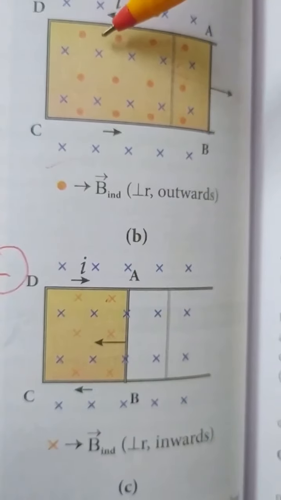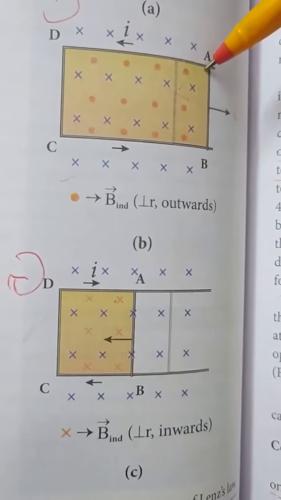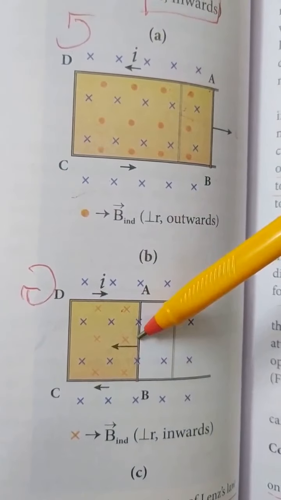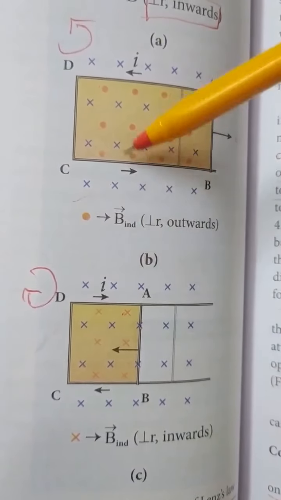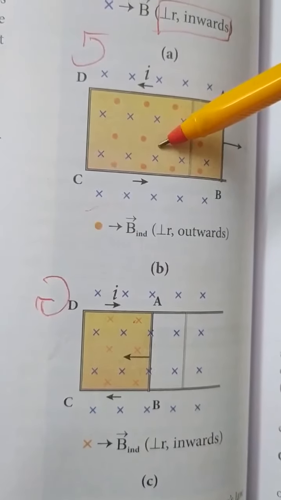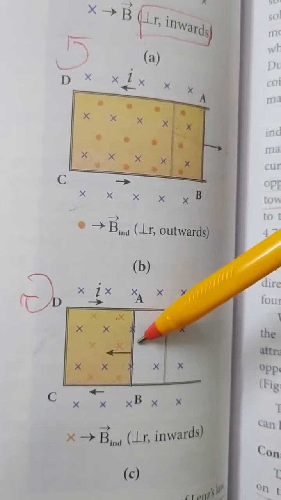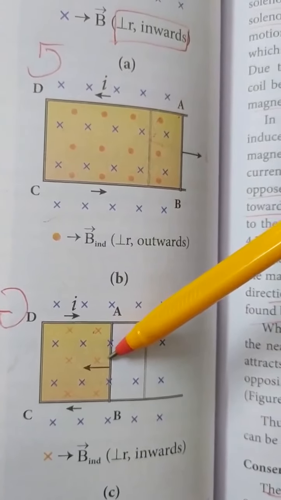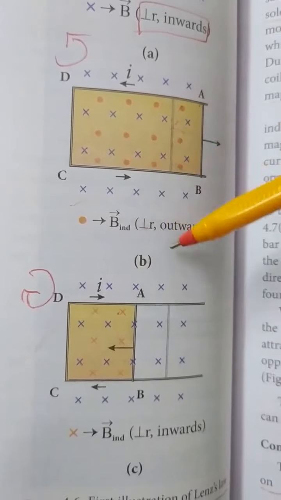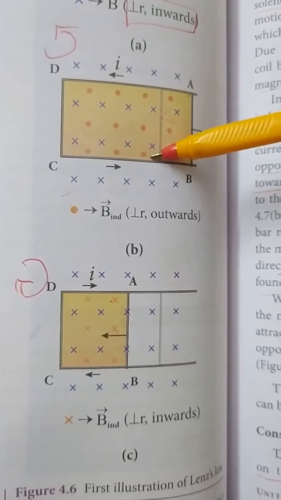Here actually we are increasing the magnetic flux, here we are decreasing the magnetic flux, and so the induced EMF will be different. Here the induced magnetic field is outwards and here the induced magnetic field is inwards, and this shows that the direction of induced EMF will always oppose the cause, that is the main thing.